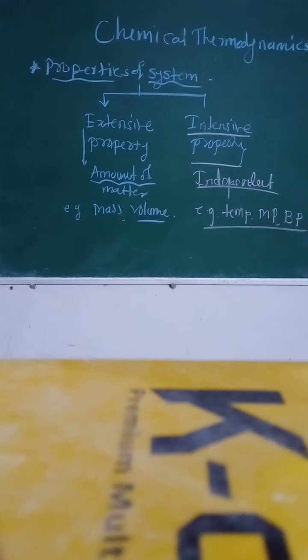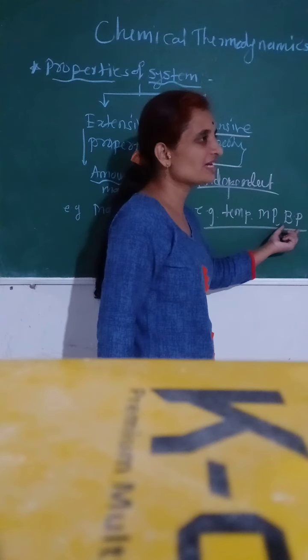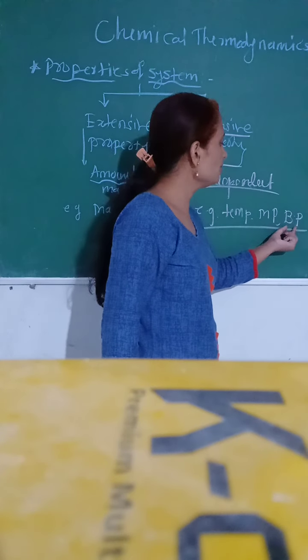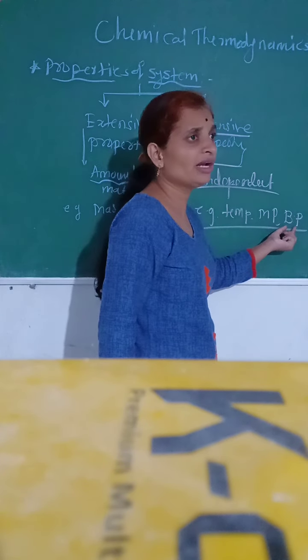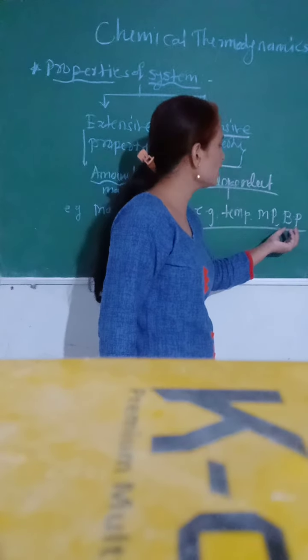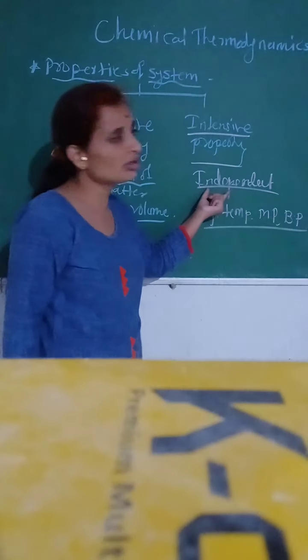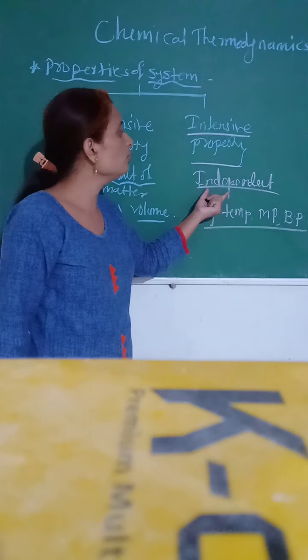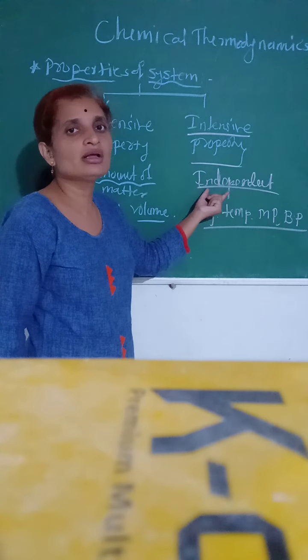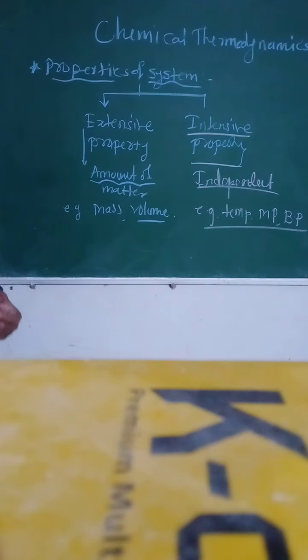See here the melting point or boiling point. You have to know that the boiling point of water is 100 degrees Celsius. Whether 10 ml of water or 1 liter of water is taken, the boiling point cannot change. It will be independent of the amount of matter. These are the properties of the system: extensive property and intensive property.